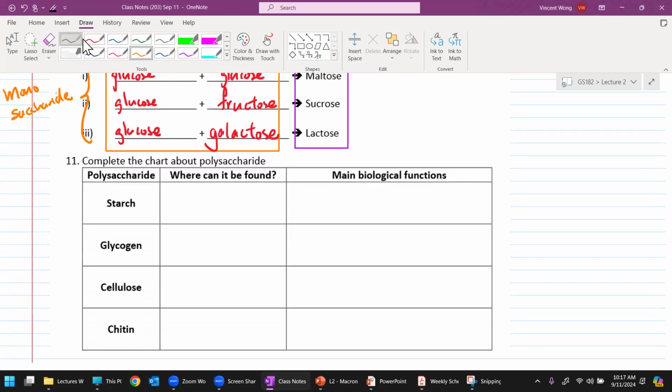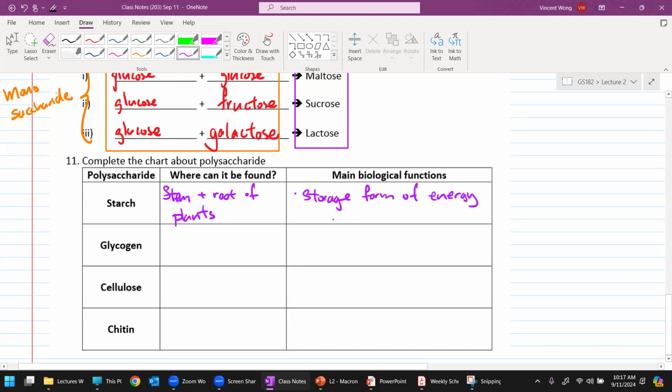Okay, very quickly. Starch. Where do we find starch? Is it in animals or plants? Plants, right? Which part of the plants? Stem and root. There you go. Stem and root of plants. Storage form of energy in plants.